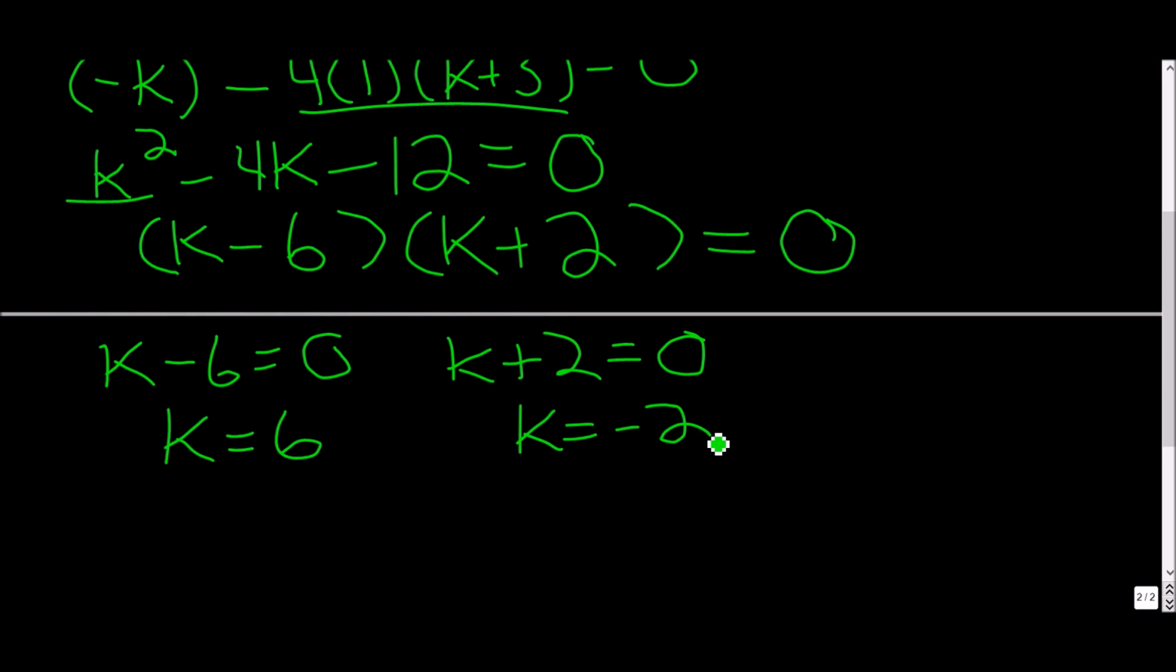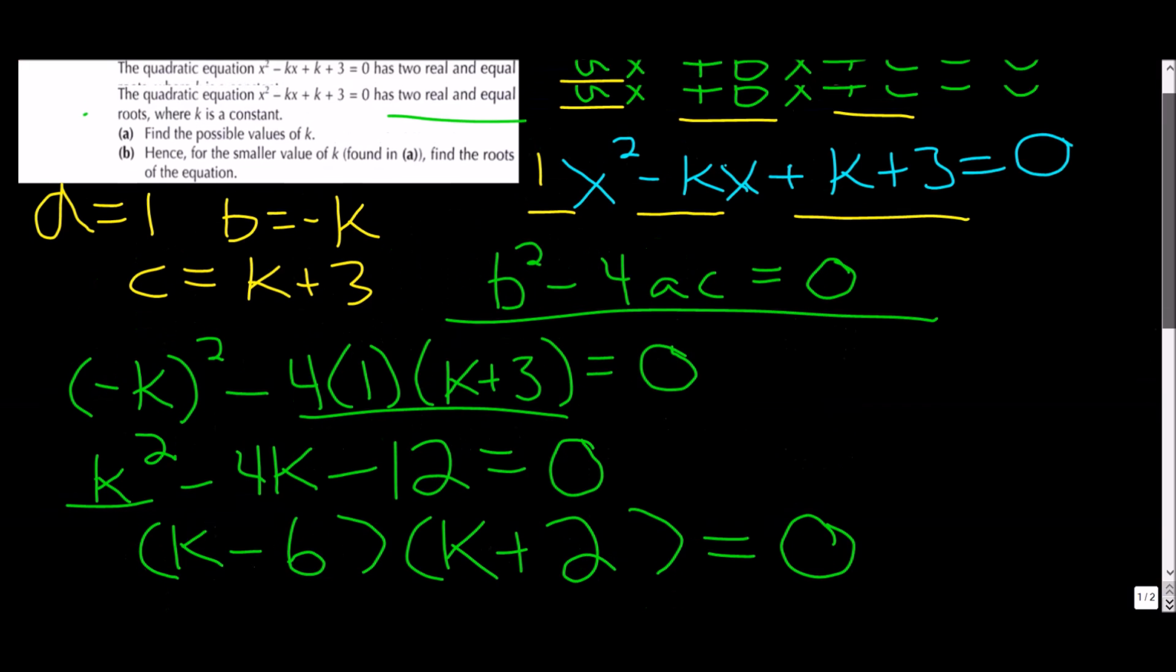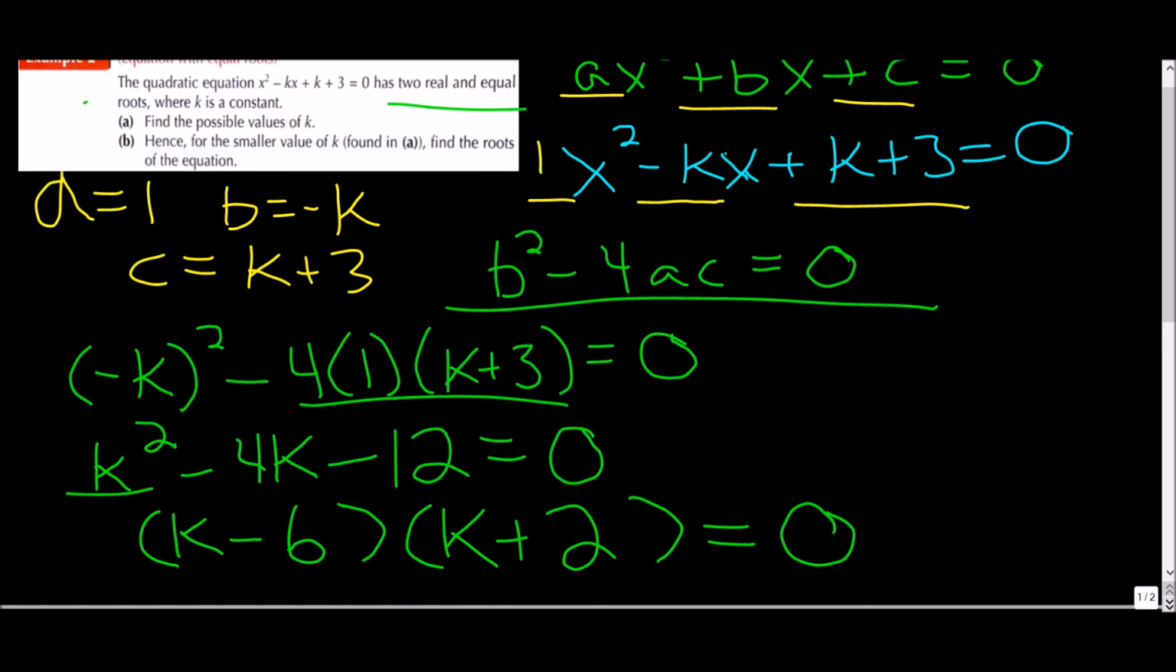So these are two specific ways that could happen. If k was 6, we would have two real and distinct roots, or if k was negative 2, it would work. So what B tells us, it says, hence, for the smaller value found in A, so our smaller value of k is negative 2, find the roots of the equation. So what we need to do is actually go back and substitute the negative 2 in for these places. So where does this apply? It applies at the negative k and this part here. So we're going to go ahead and plug these in.